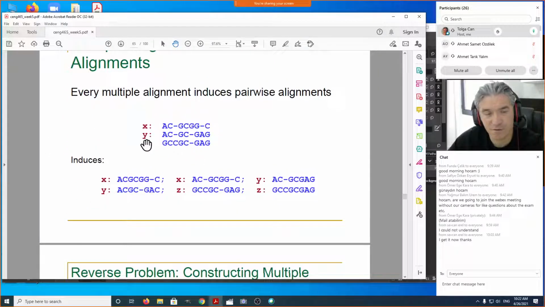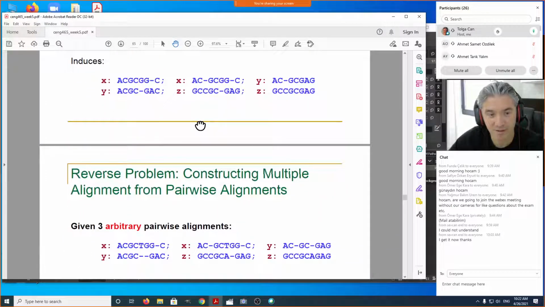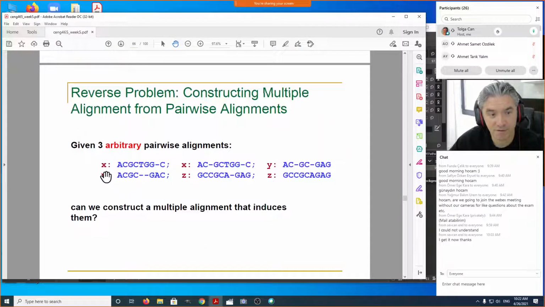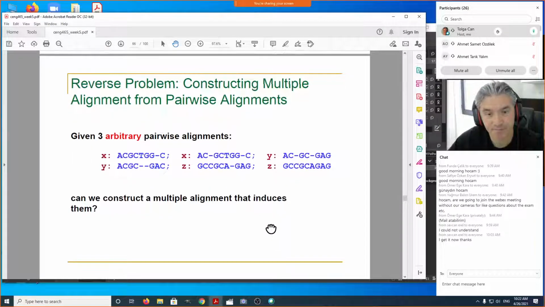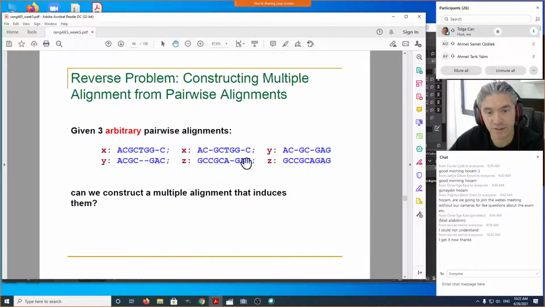Okay, first of all, given the multiple sequence alignment, the pairwise alignments are induced from this. But is this the optimal alignment between X and Y? Not necessarily. This is what I was saying. So if we have three arbitrary alignments like this, can we construct a multiple alignment that induces them? Can we combine them into a multiple sequence alignment? We're going to see, not always possible.